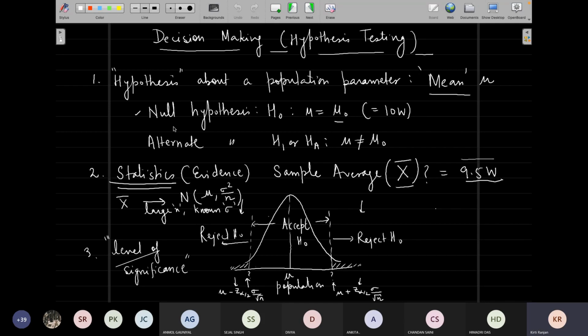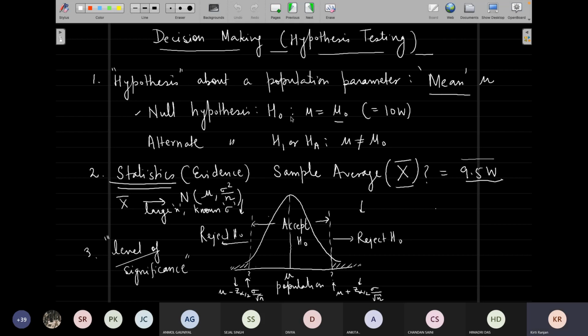Then in hypothesis testing, we also write down the alternate hypothesis, which we write as H1 or HA, and we say that whatever the claim was in the null hypothesis is not true. So either the null hypothesis is accepted or rejected at the end of this analysis. We should be clear what the null hypothesis is.